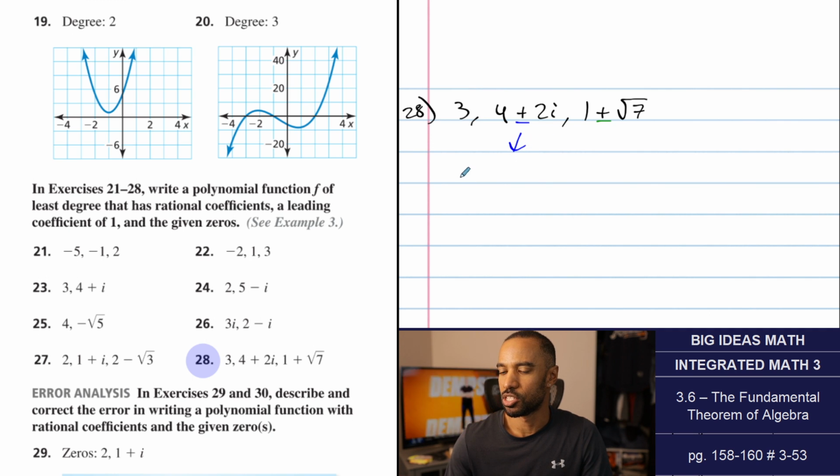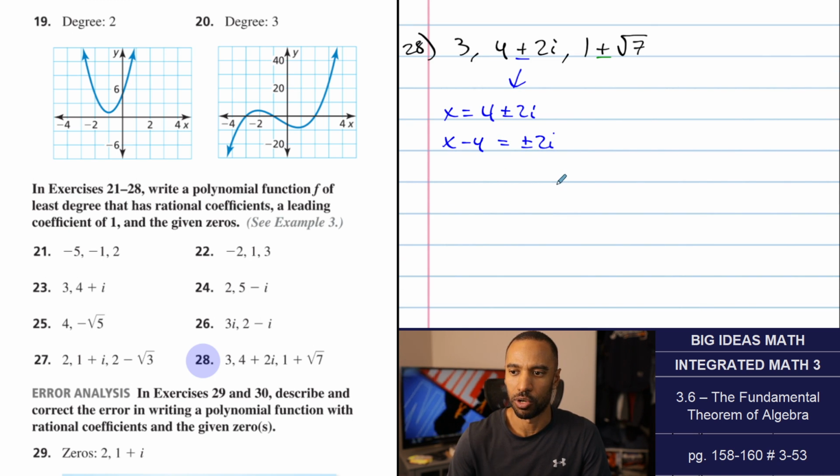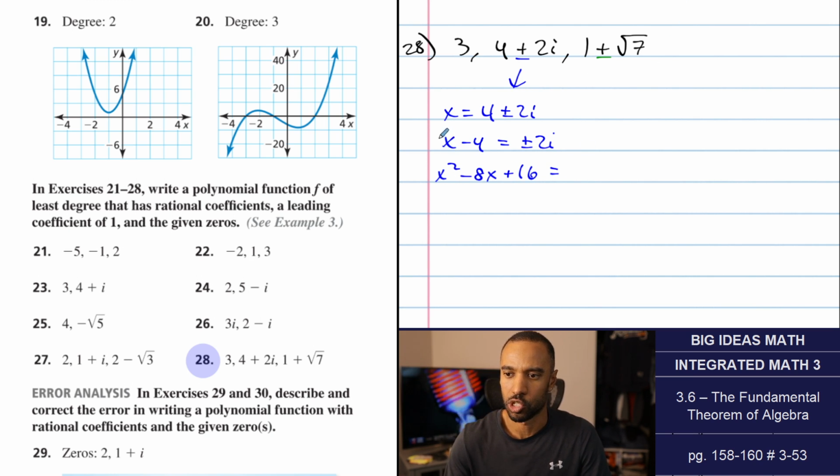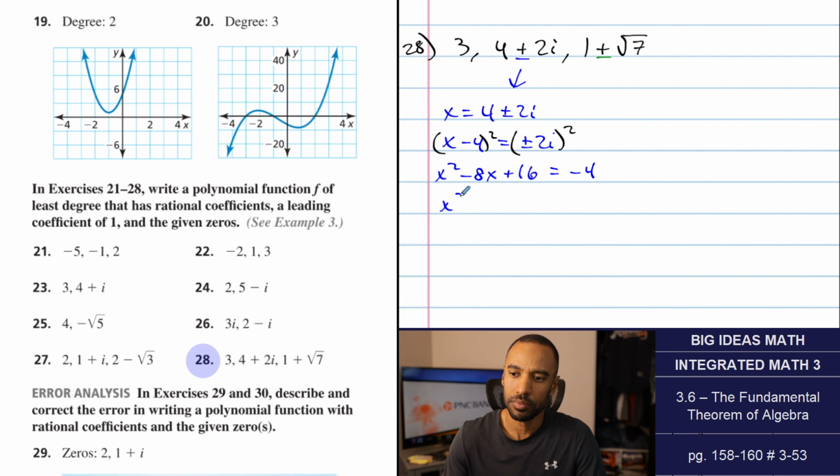All right, when it comes to this guy, x equals 4 plus or minus 2i. I'm going to subtract the 4. As you know, I'm going to be squaring both sides here, right? So squaring this side gives me x squared minus 8x plus 16. I think I have to write this squared. It gives me a good visual confirmation of what was happening. 2i quantity squared is 4i squared, which is negative 4. Remember that i is gone. So x squared minus 8x plus 20 equals 0.